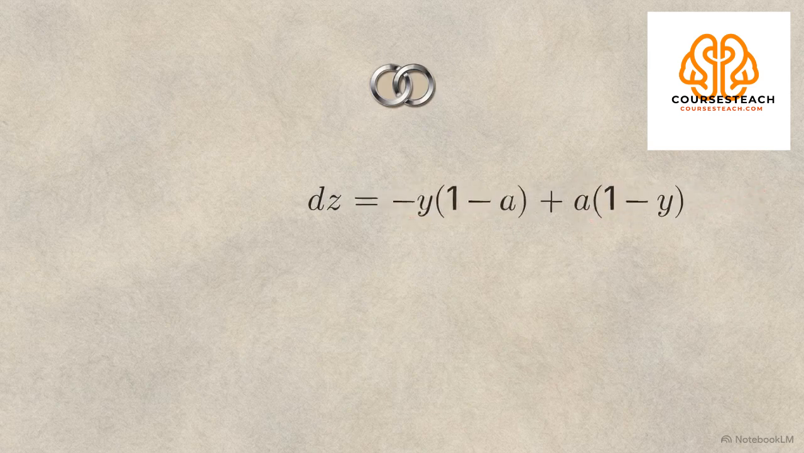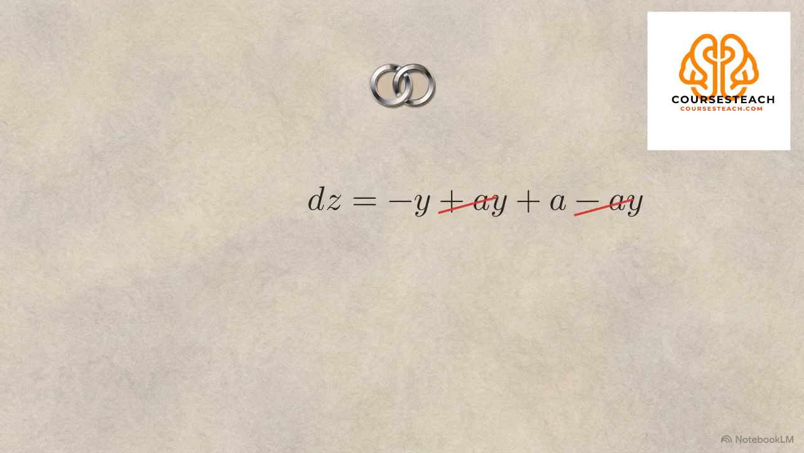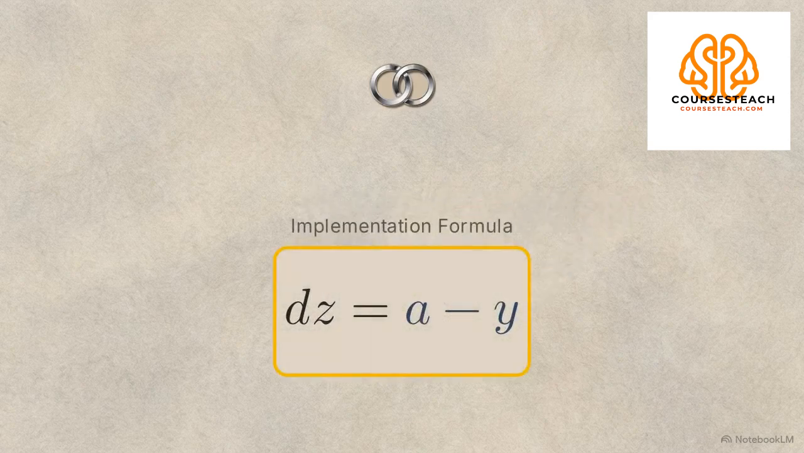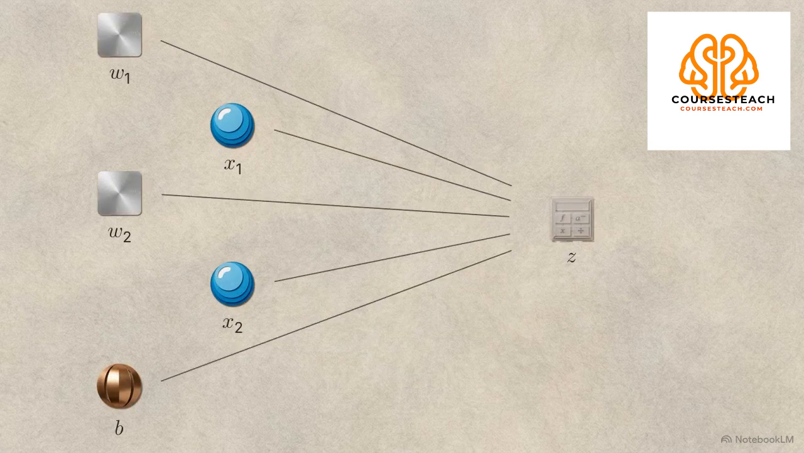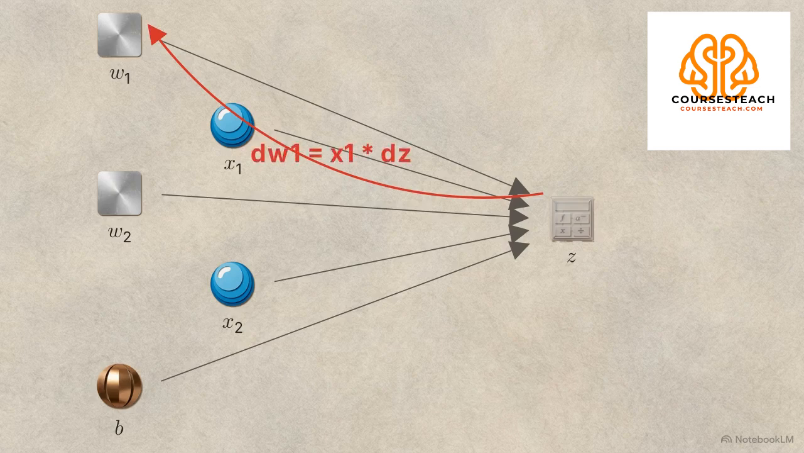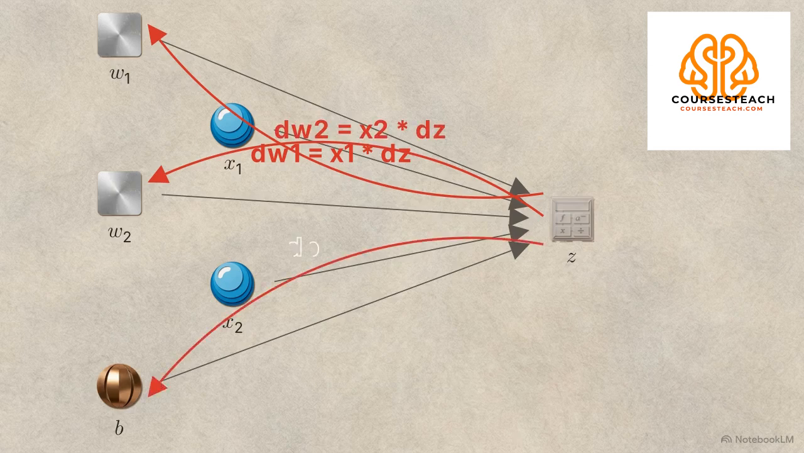Feel free to go through that calculation yourself if you are knowledgeable in calculus, but if you aren't, all you need to know is that you can compute dz as a minus y, and we've already done that calculus for you. Then the final step in that computation is to go back to compute how much you need to change w and b. In particular, you can show that the derivative with respect to w1, which in code we call dw1, is equal to x1 times dz. Similarly, dw2, which is how much you want to change w2, is x2 times dz. And db is equal to dz.